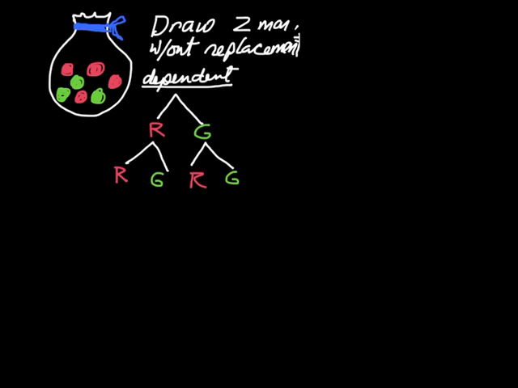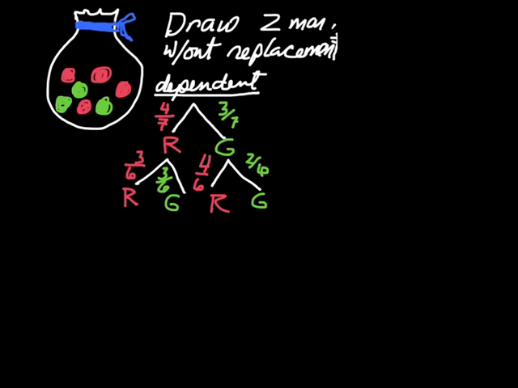So based on the number of marbles in the bag, I want you to fill out this probability tree for me, and then we'll answer some questions about it. So take a look at your probability tree. Did you get what I got? So on the first draw there are 7 marbles, so you have a 4/7 probability of a red or a 3/7 probability of a green.